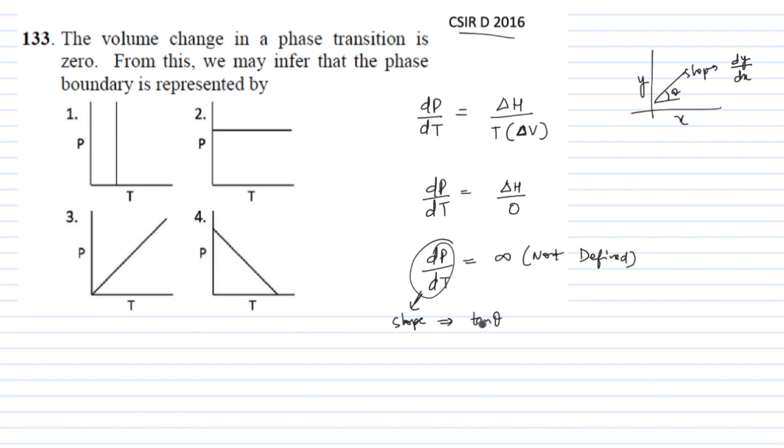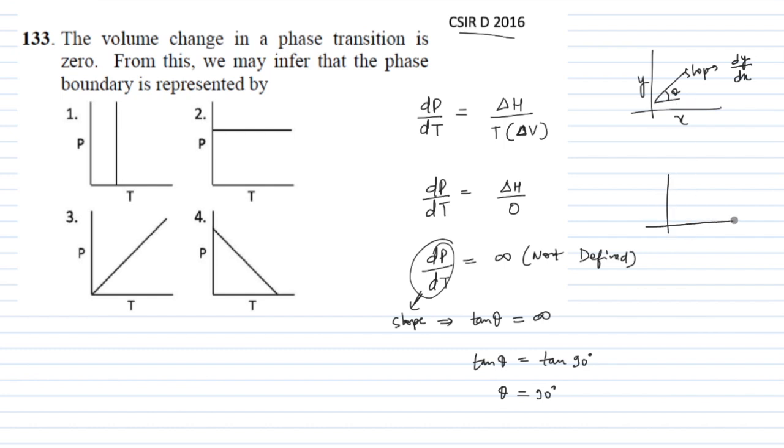So if tan theta is equal to dP/dT and dP/dT is equal to infinity, we can say that tan theta is equal to infinity. If you know the values of tan theta, there is a table for calculating them. Tan theta is infinite at 90 degrees. That means tan theta is infinite when I have tan 90 degrees, so my theta should be equal to 90 degrees. The angle has to be a 90 degree angle.